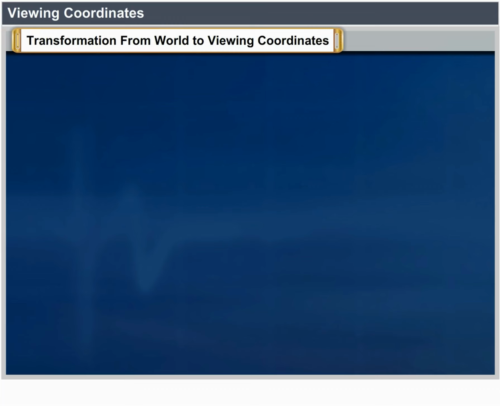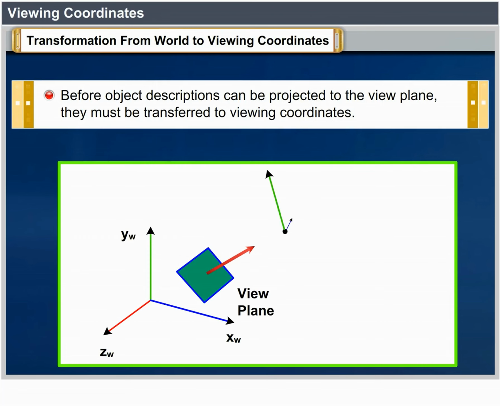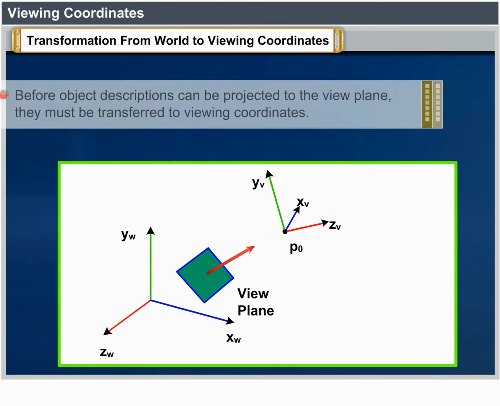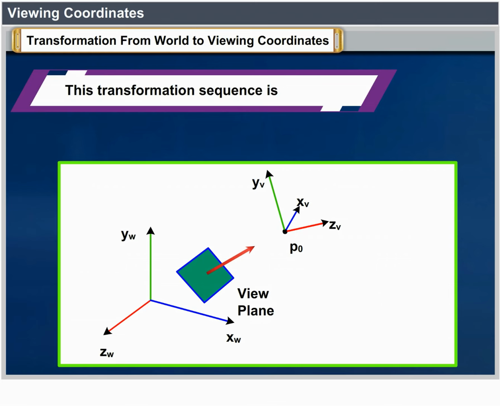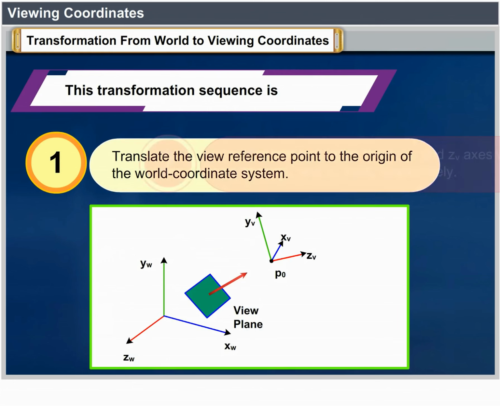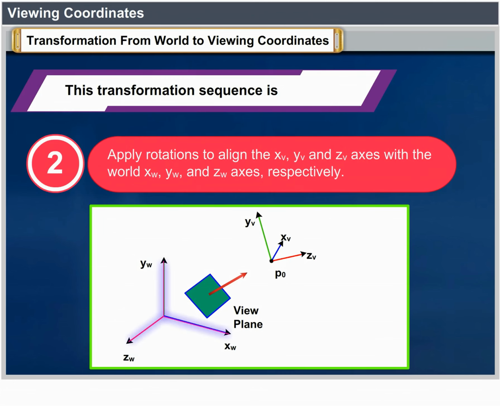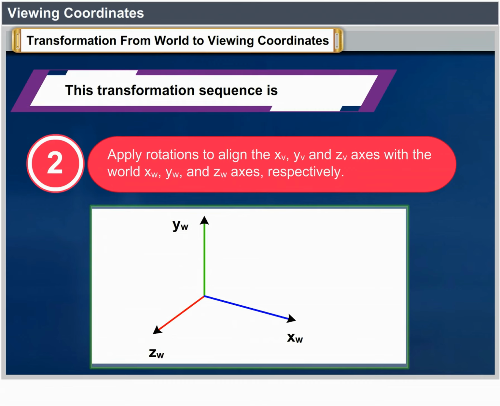Before object descriptions can be projected to the view plane, they must be transferred to viewing coordinates. Conversion of object descriptions from world to viewing coordinates is equivalent to a transformation that superimposes the viewing reference frame onto the world frame using the basic geometric translate-rotate operations. This transformation sequence is: translate the view reference point to the origin of the world coordinate system, apply rotations to align the xv, yv and zv axes with the world xw, yw and zw axes respectively.